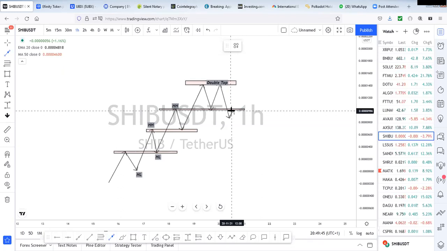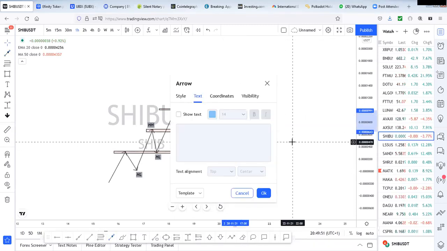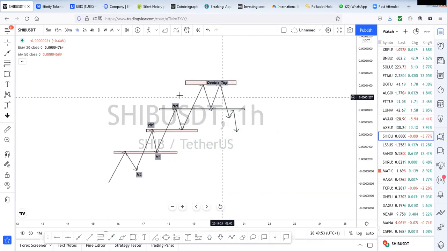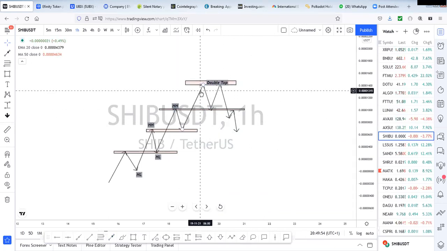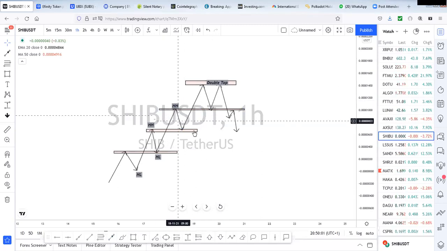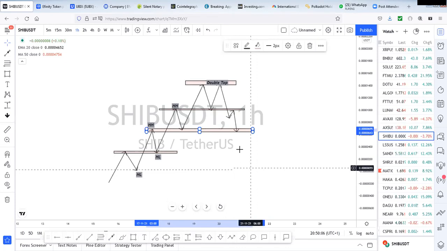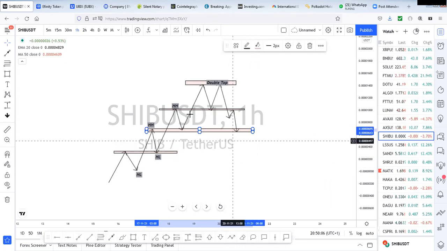Yes, sir. You now have a break of structure. If you see this thing now, you've seen a clear break of structure. You understand? The market is no longer bullish. On seeing this, the market is no longer bullish in my eye.